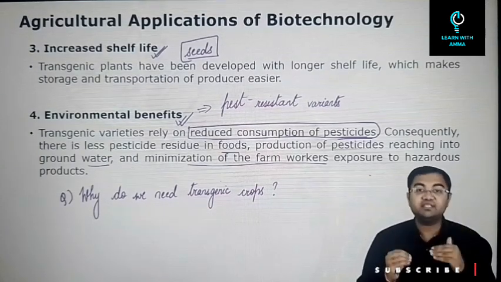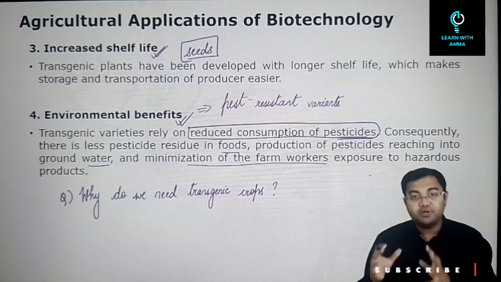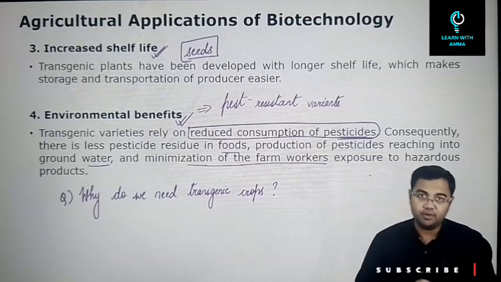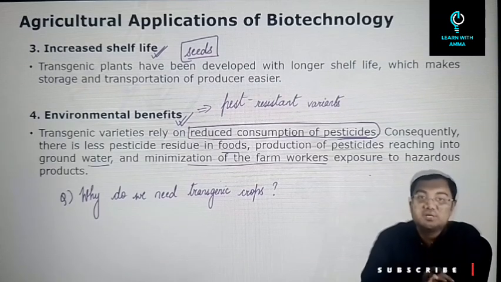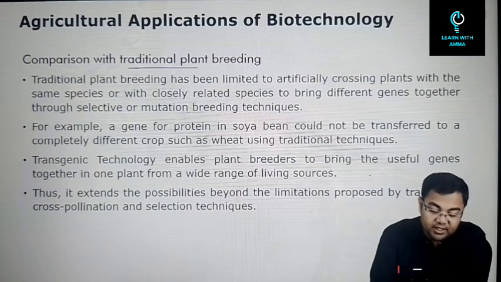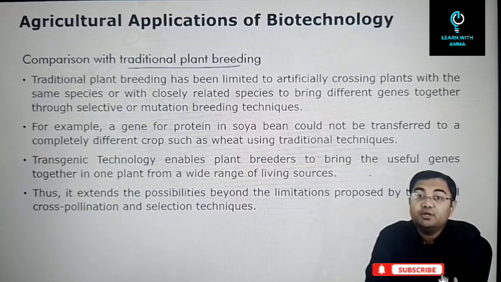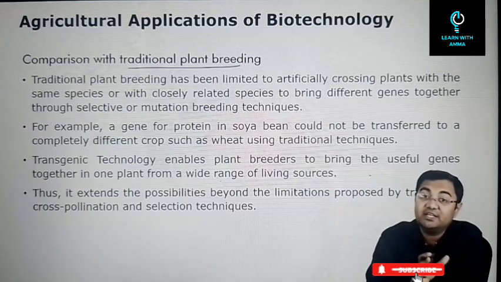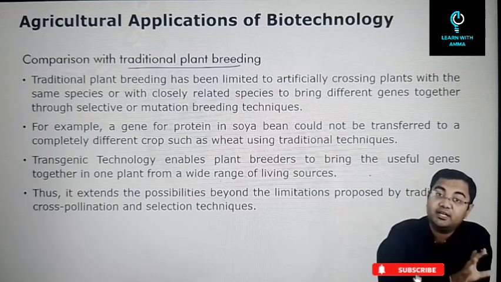But these are 4 major reasons why we focus on making a transgenic crop, because there is another way in which modifications in the genetic makeup can be done, and that is basically through traditional plant breeding. Now, what is the meaning of traditional plant breeding and how is it different from producing a transgenic crop?